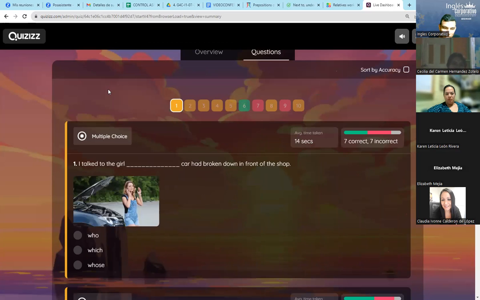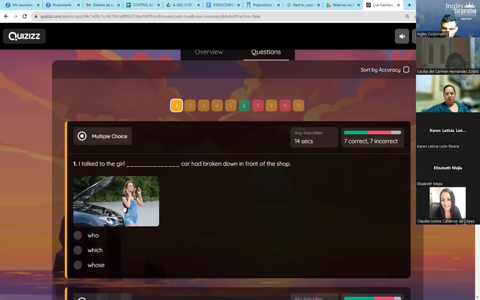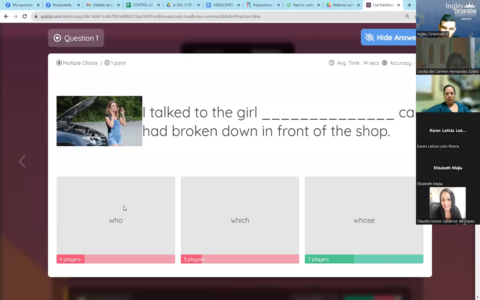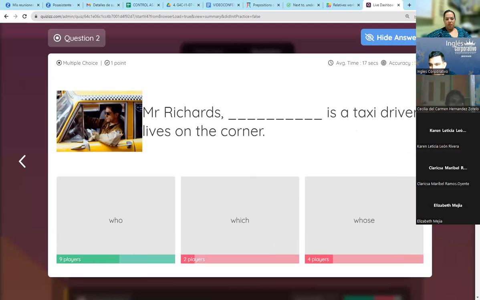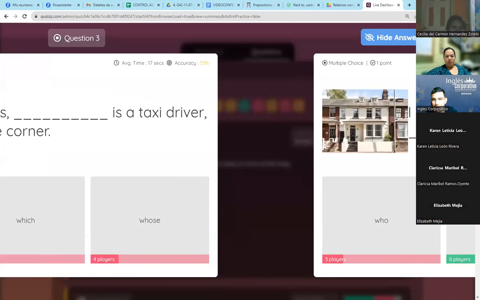I talked to the girl. What is the answer here? I talked to the girl. Whose car broke down? Here it is, Mr. Richard, who is a taxi driver, who lives on the corner.